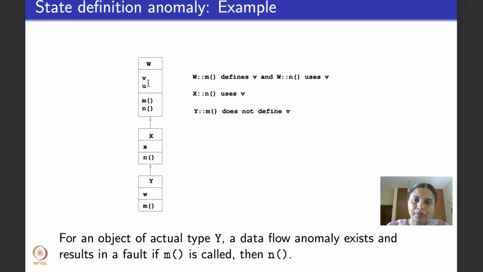Let's say some piece of code. I have not given the actual piece of code. And let's say the method N in X also uses V, and let's say the method M in Y does not define V at all.